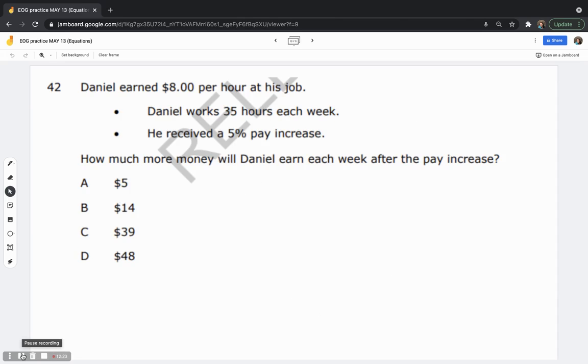And lastly, Daniel earned $8 per hour at his job. Daniel works 35 hours each week, and he received a 5% pay increase. How much more money will Daniel earn each week after the pay increase?